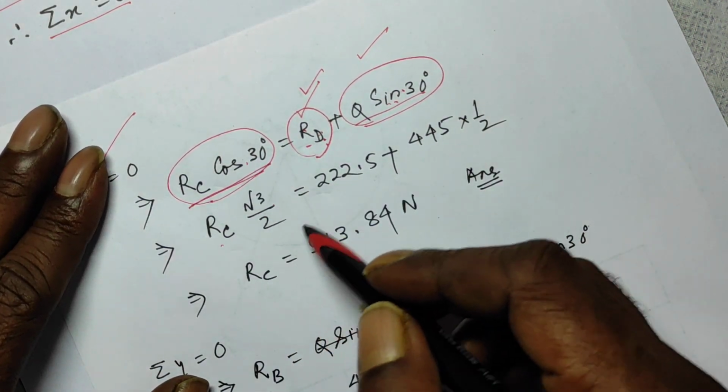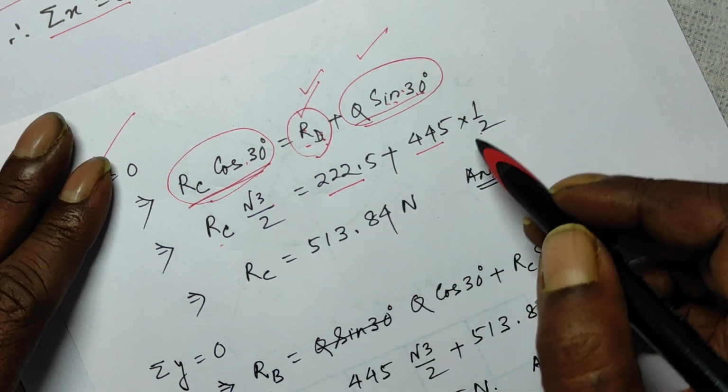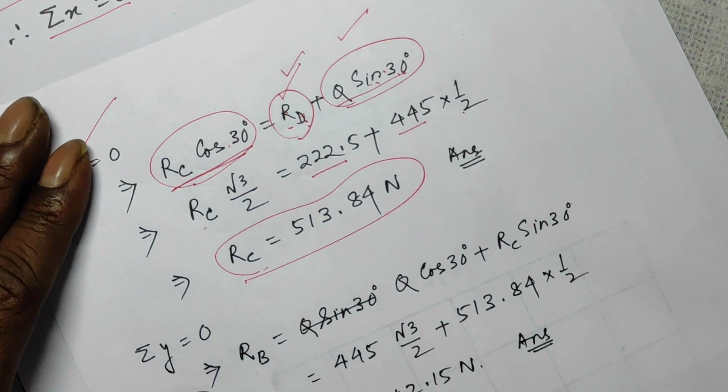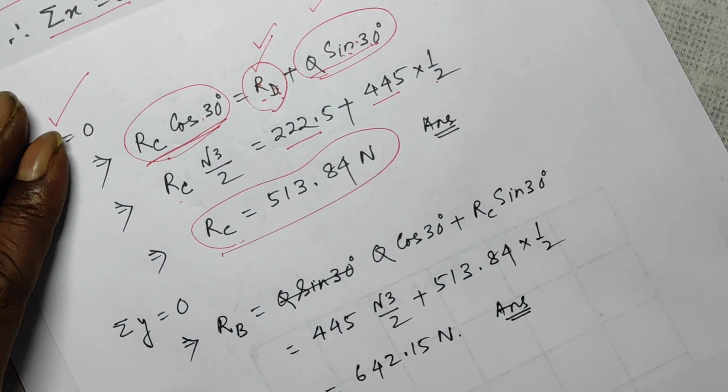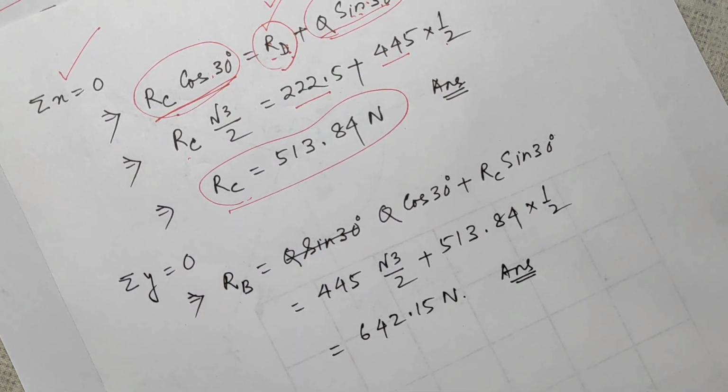RC cos 30 is root 3 over 2. RD we have found out. Q is 445. Sin 30 is 1 by 2. So using a calculator, RC comes out to be 5.3.84 Newton. Now, let us come to sigma y is equal to 0.